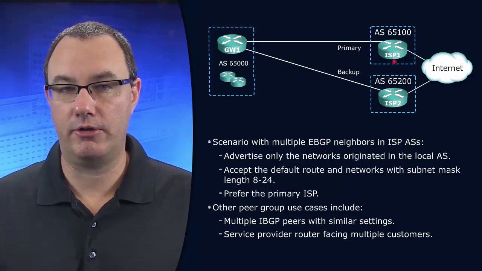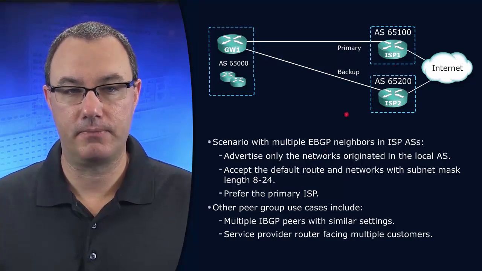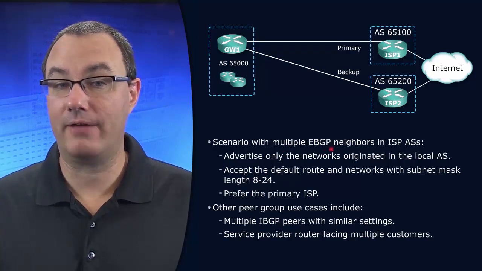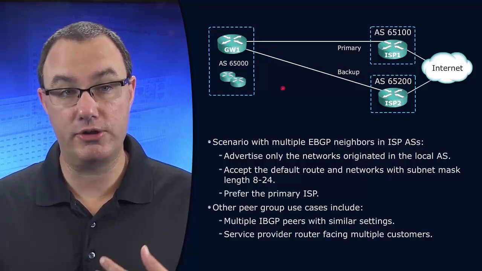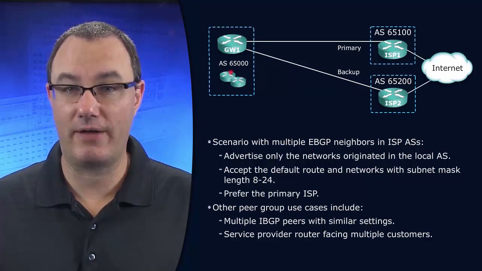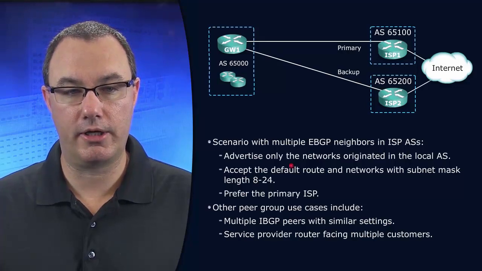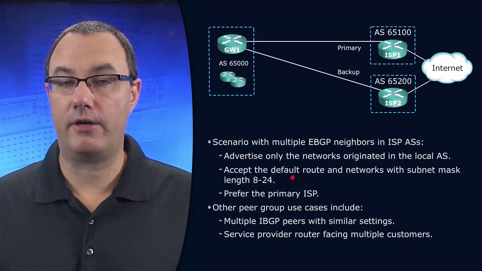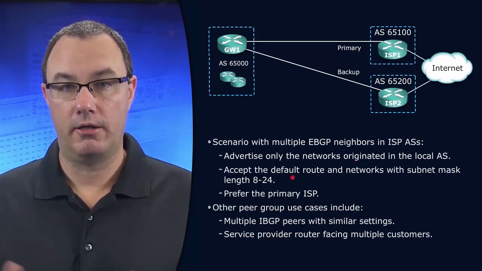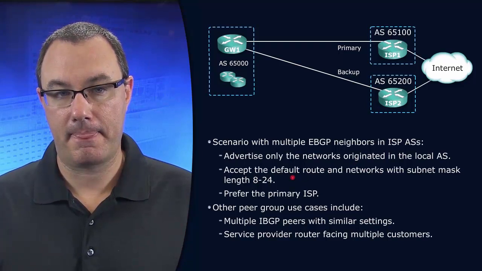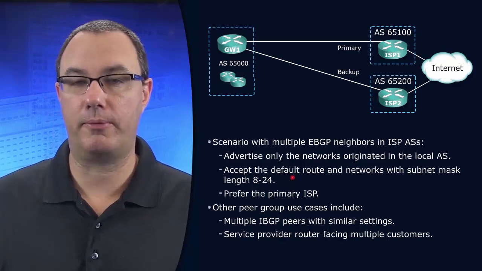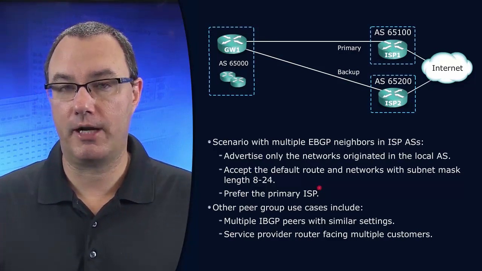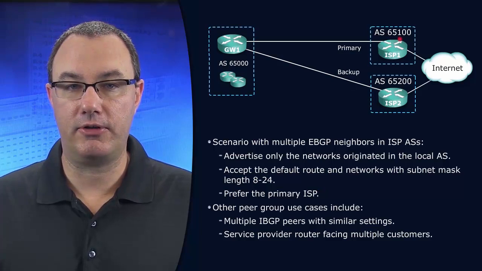The topology here is representative of that scenario. We have a primary and a backup. We want to only advertise our networks, those that we generate, and we are autonomous system 65,000. We want to accept the default route and networks that have an 8 through 24 CIDR notation mask. This is going to exclude smaller subnets, the /25 and beyond. But we also want to prefer the ISP at the top, ISP 65100.